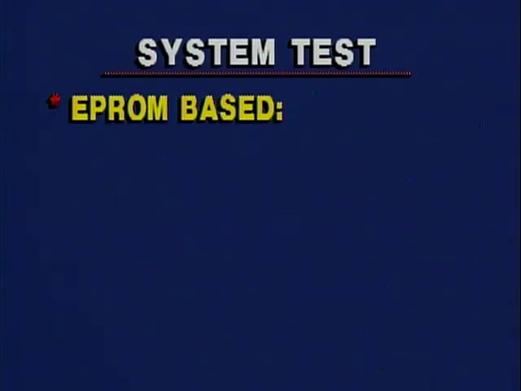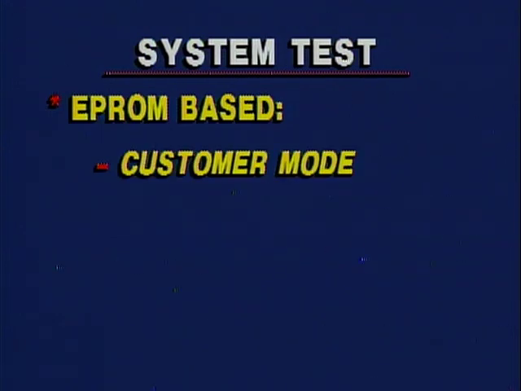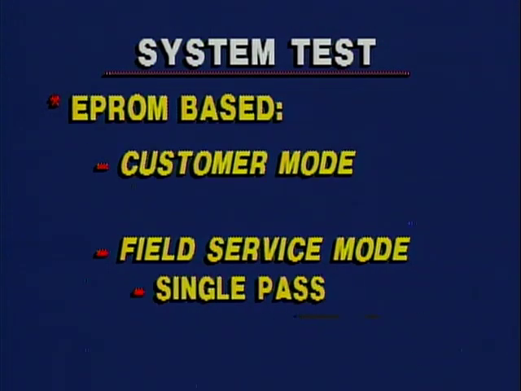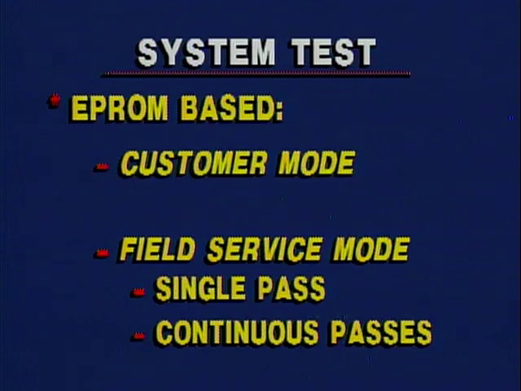The EEPROM-based system test does a concurrent test of all the devices in the system. It has 2 modes of operation, customer mode and field service mode. There are different levels of test coverage and capabilities for both modes. While in field service mode, you have a choice of running a single pass or running continuous passes. To invoke the customer mode system tests, type T, 100, and a carriage return.